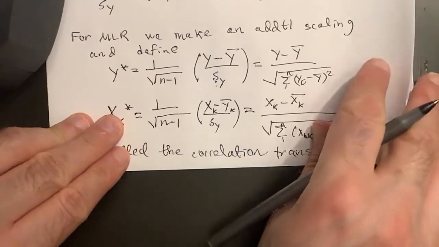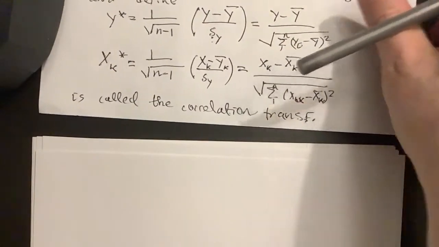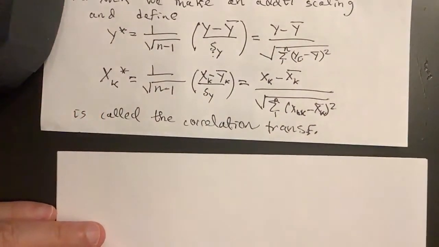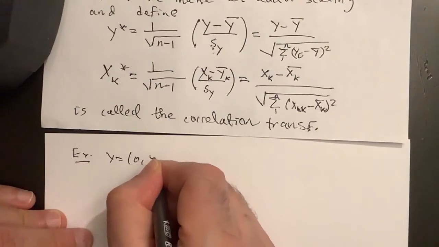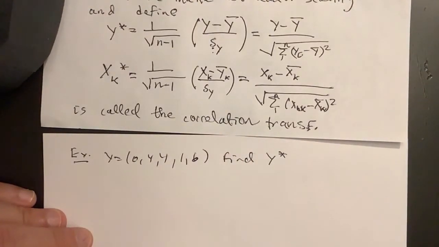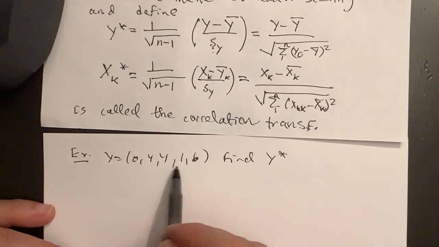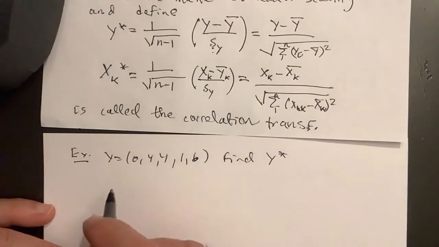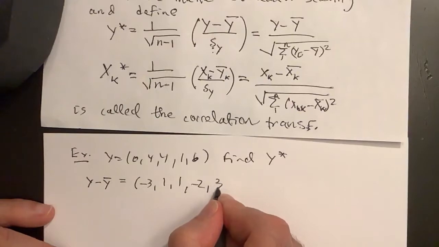All right. Let's do a practice to see what happens if we implement this, on the same vector we had up here. For y equals the same as above, 0, 4, 4, 1, 6, find y star. Well, we already found y minus y bar, but let's just do it again from the beginning. Here we have 8, 9, and 6, that's 15. So the mean is 3. So y minus y bar again: minus 3, 1, 1, and I'll give you a new one to do too, 3. Okay, that's still that.